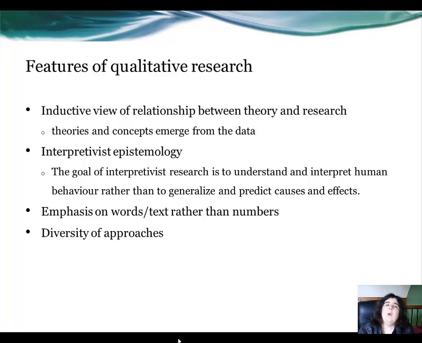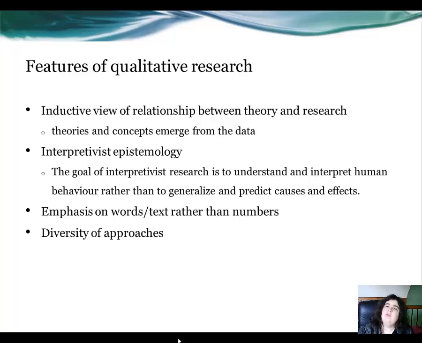It's what we call an inductive view of relationships between theory and research. So what's quite important here is that in qualitative research, the theories and concepts emerge from the data. So in a sense, you are developing theory or concepts as a result of your study, whereas in quantitative, you may actually be testing theory. So in your qualitative approach, you're theory building.